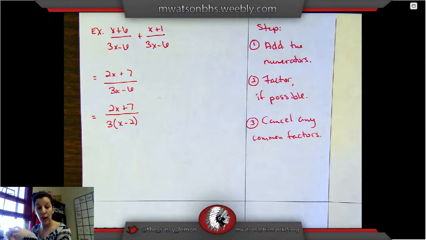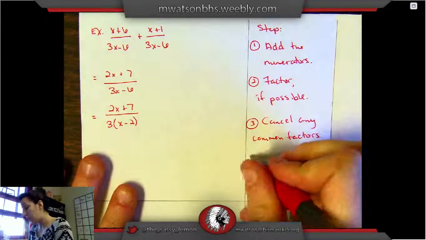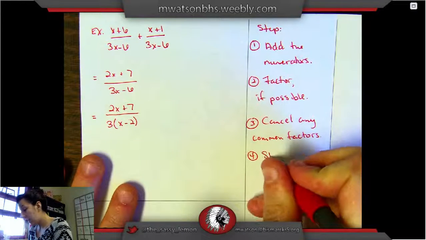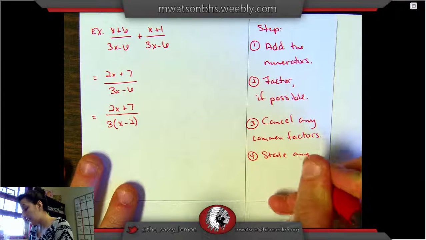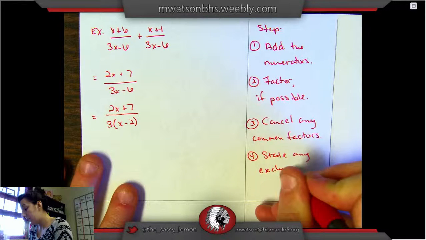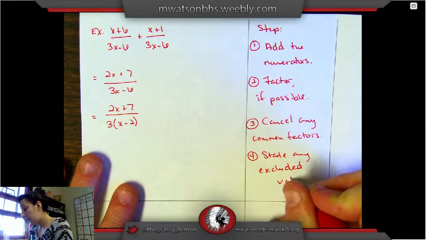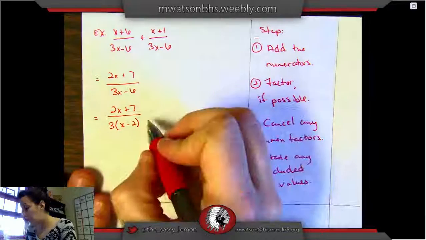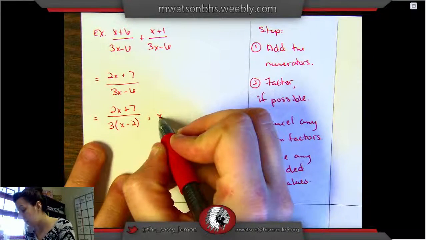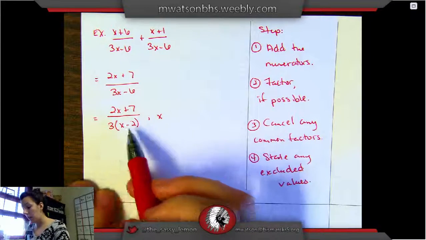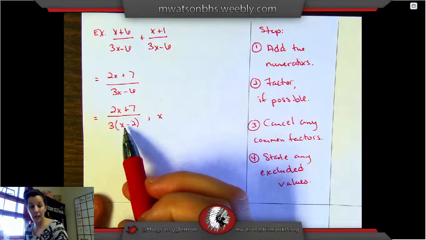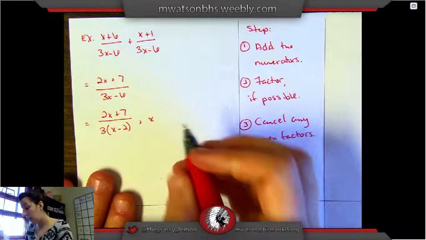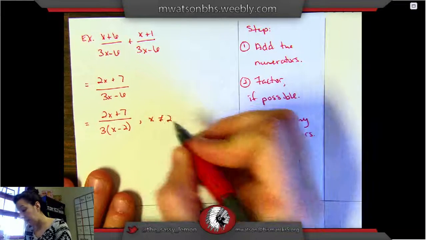We've added the fractions, we've fully simplified, and now we just have to state any excluded values. So as you can see, a lot like our last lesson, but instead of multiplying, we're adding. So our excluded values here, there's only going to be one because we didn't cancel anything. This is the original factored denominator. So x cannot equal 2.